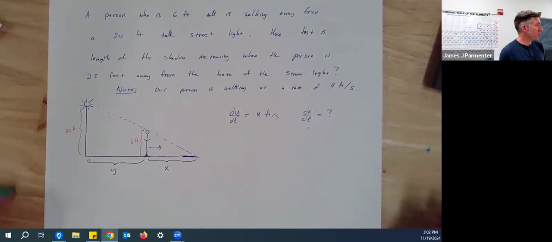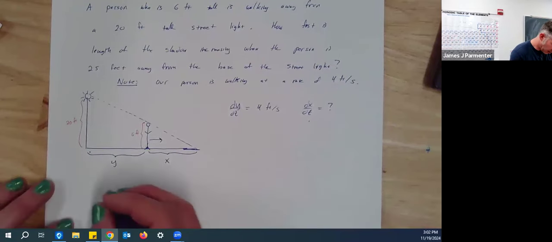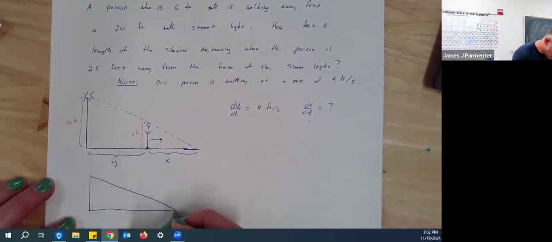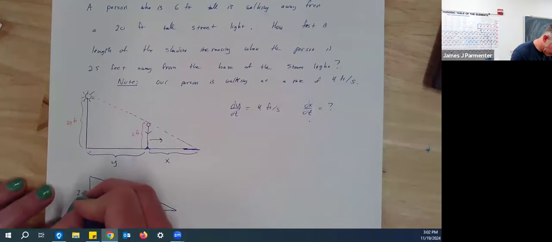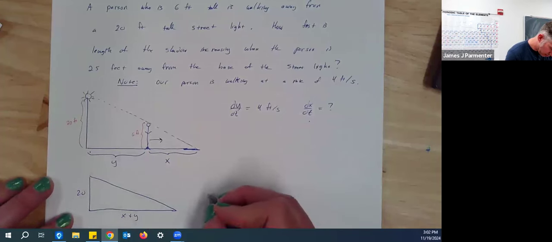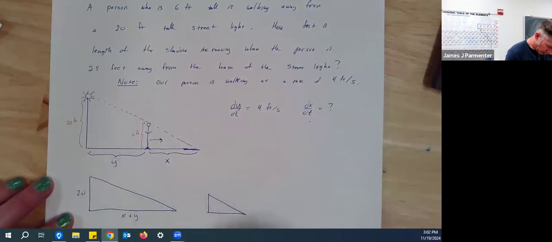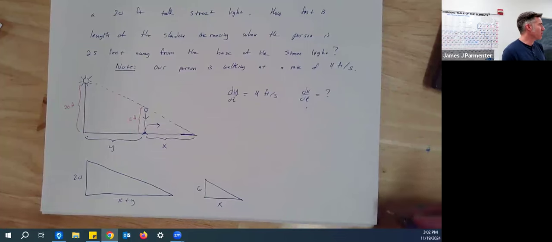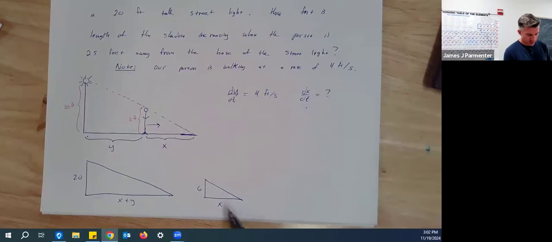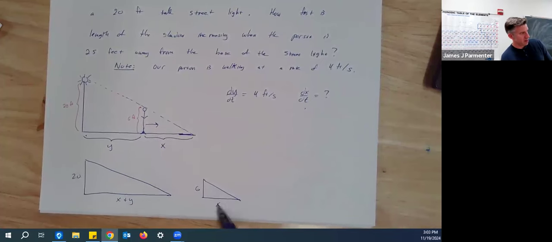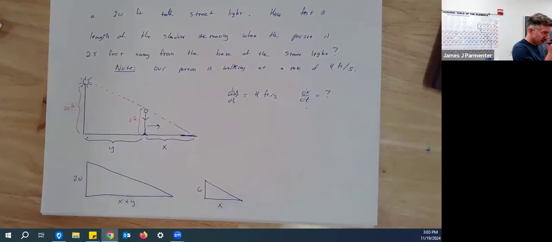I see some similar triangles. So I'm going to see that there's a big triangle whose sides are 20 and x plus y, and a smaller triangle whose sides are x and 6. So really any ratio is fine. You could say base to height equals base to height, or big height to little height equals big base to little base, or really take your pick.